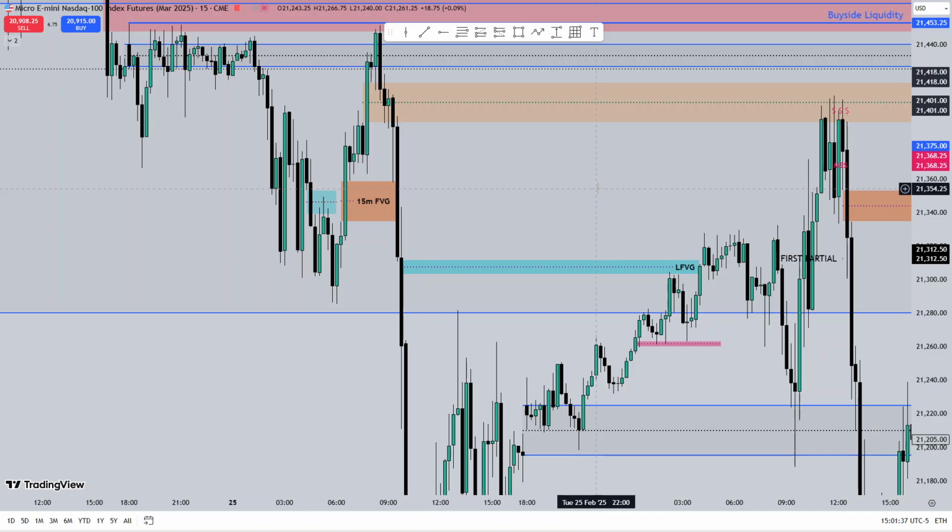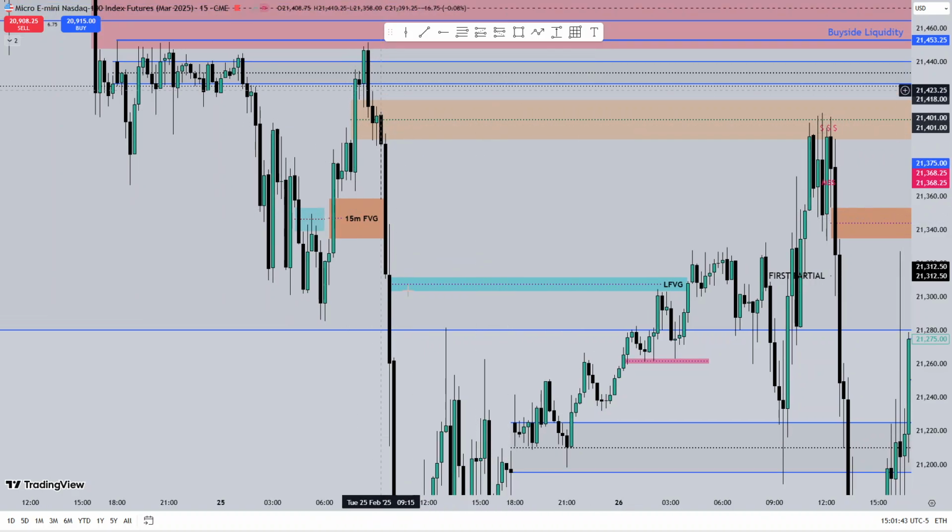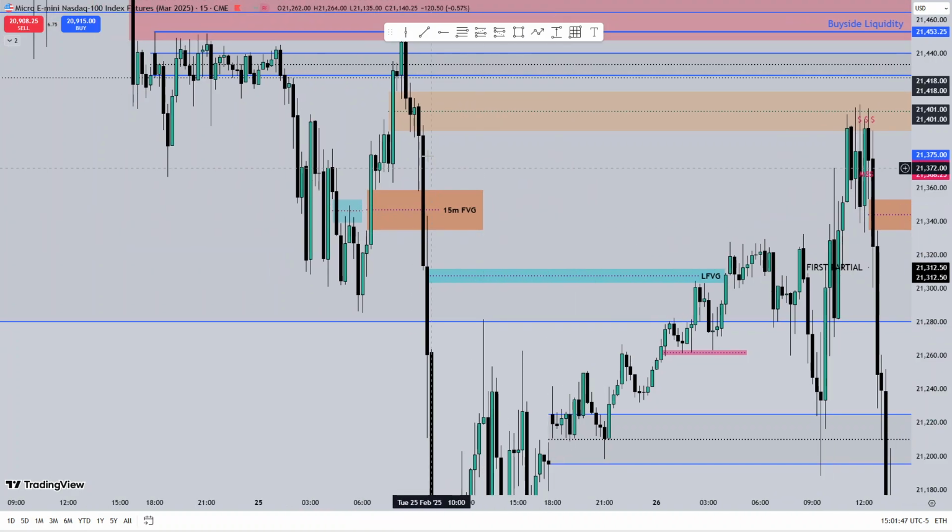Okay, the important parts will be at the end of the video, by the way. So this is the last fair value gap. Market simply broke this fair value gap. Over here, market simply broke this fair value gap. This is the 9:30 open. This candle was the 9:30 open.